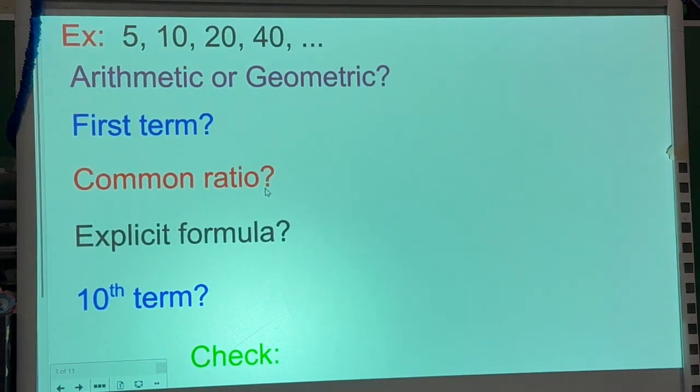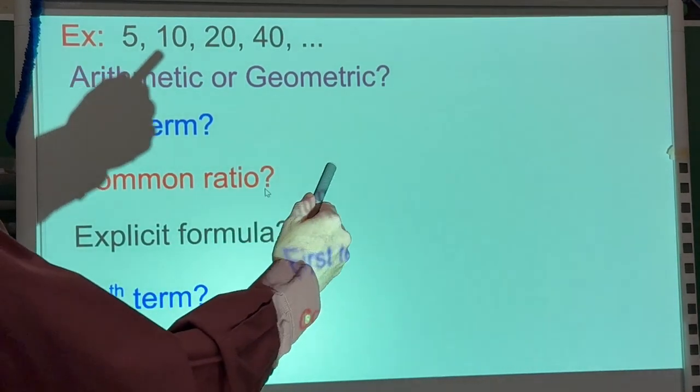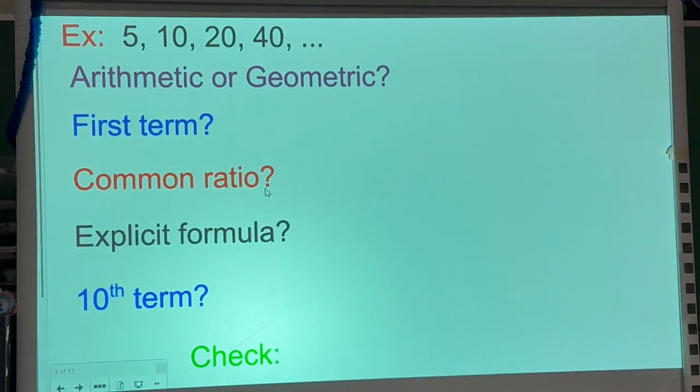So let's look at this sequence here: 5, 10, 20, 40. Is it arithmetic? Is it geometric? Or it could be neither, I guess. Not everything fits a sequence. Clearly it's not arithmetic because we're adding 5, then adding 10, then adding 20. We're adding a different amount every time.